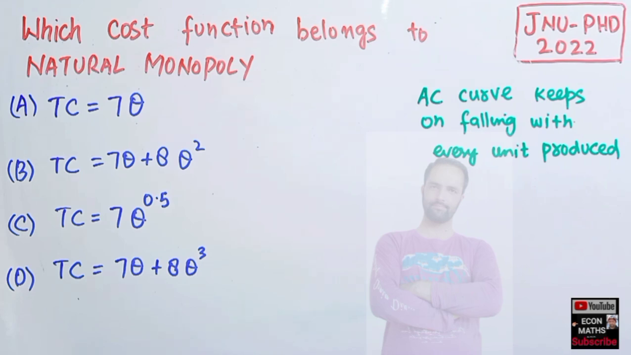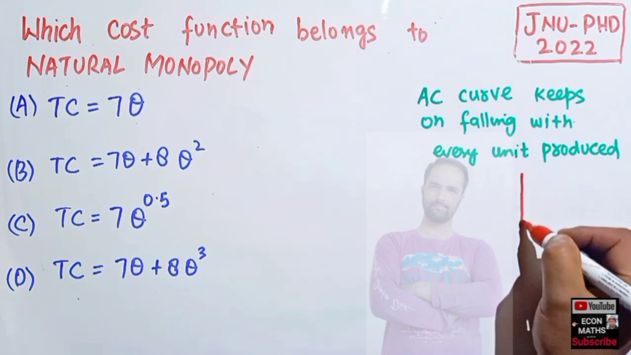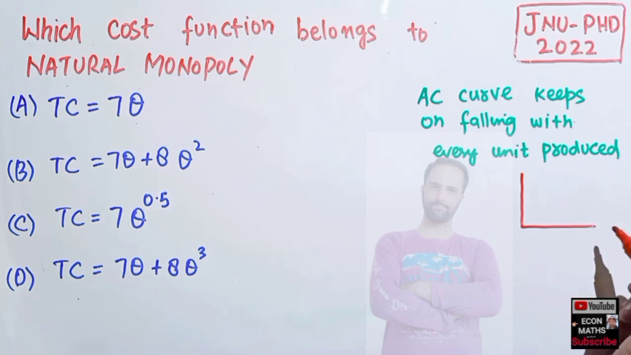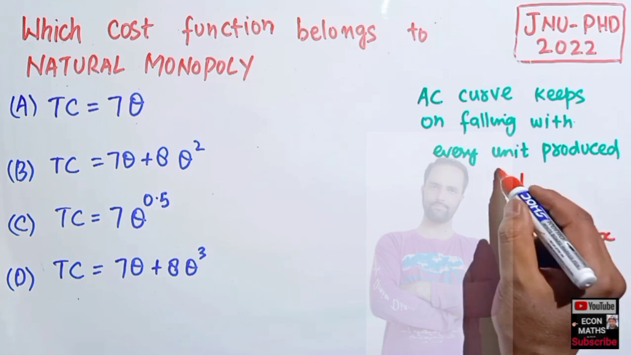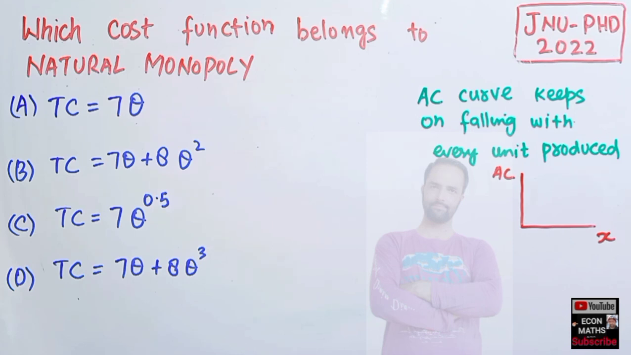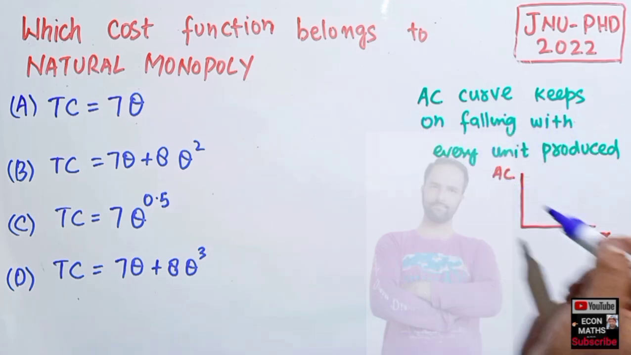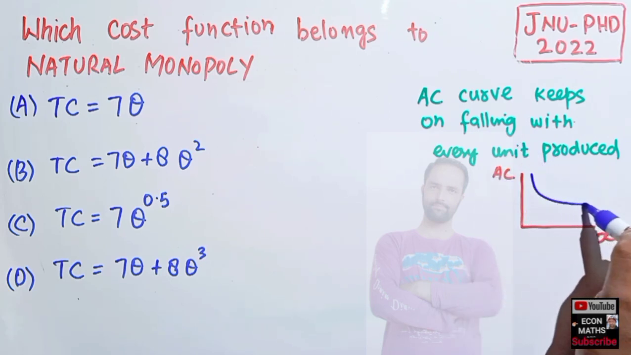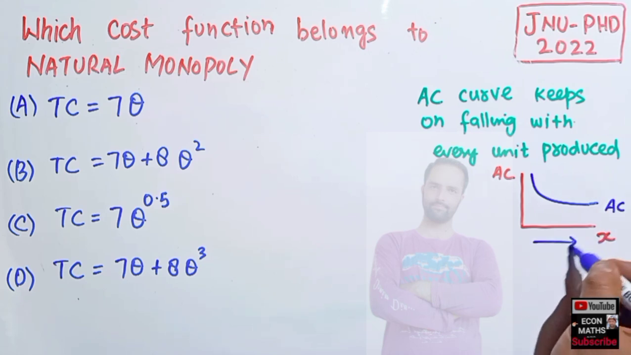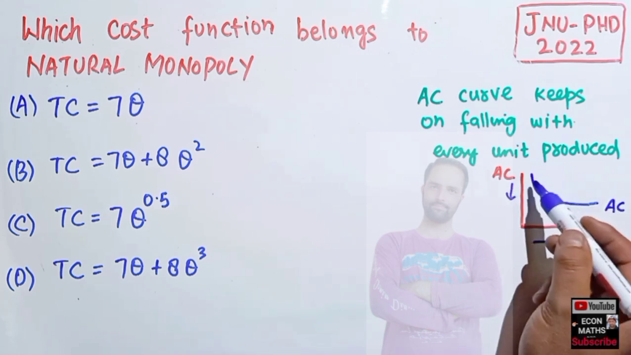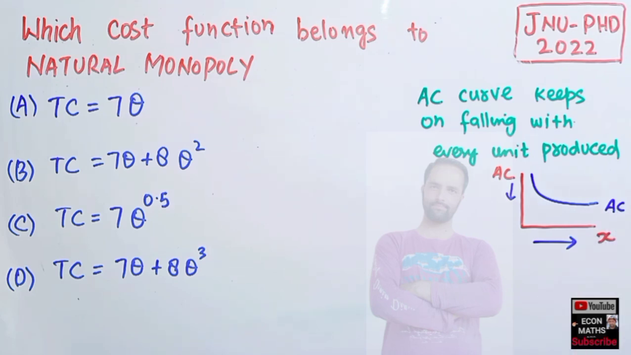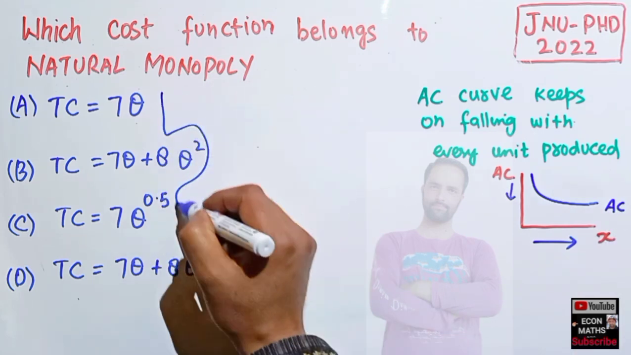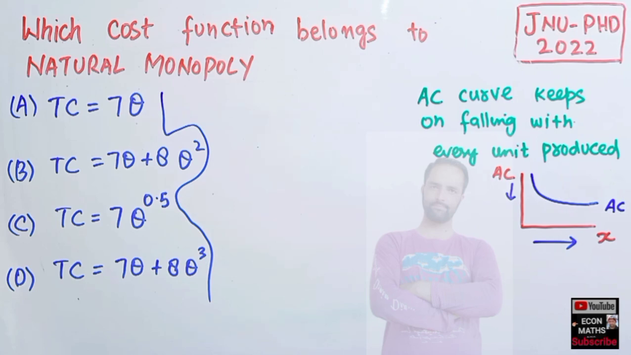So in a natural monopoly, if we have the graph like this, we have output on this side and average cost on this side. We are being told in natural monopoly, the average cost curve keeps on falling with every unit produced. So our cost curve should go like this. It should be falling as output is produced. Average cost should be decreasing. Okay, so in all these four options, first we need to find out the average cost.